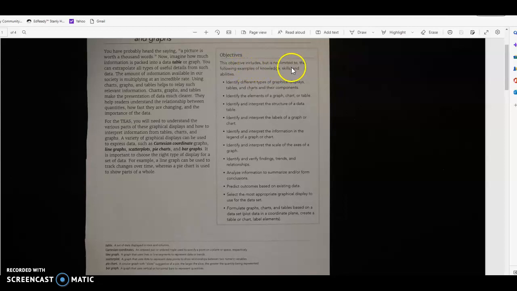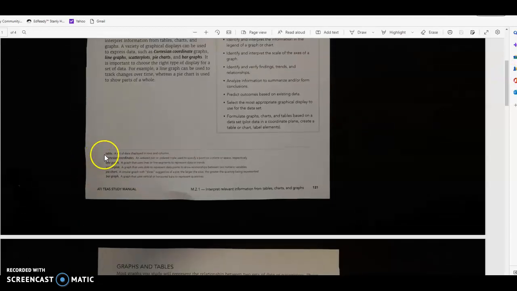The objectives include, but are not limited to, the following examples of knowledge, skills, and abilities. And there are a lot of them, so make sure you understand all of them. Then I want you to go down to the very bottom of the page and look at your keywords. You have a table, the Cartesian coordinates, a line graph, scatter plot, pie chart, bar graph. These last four are different types of graphs that you might be able to see in the medical field. Cartesian coordinates, if you ever had a graphing class, you should understand that part.